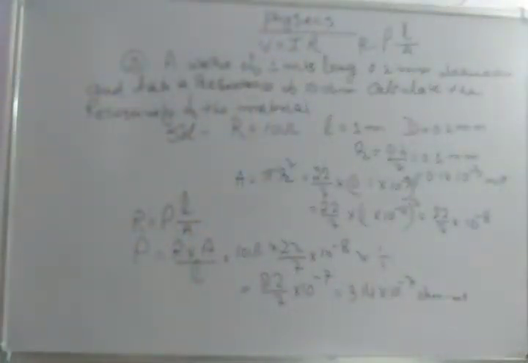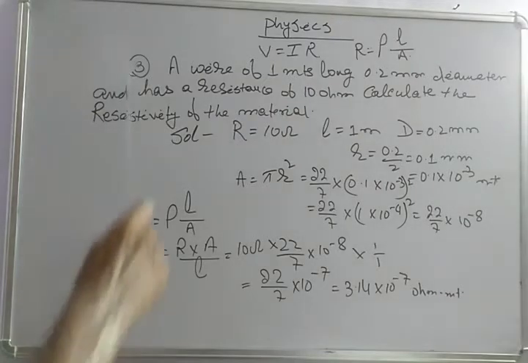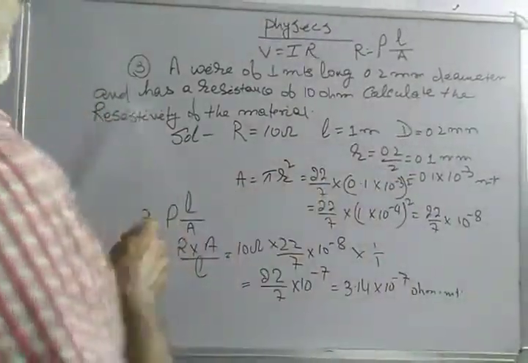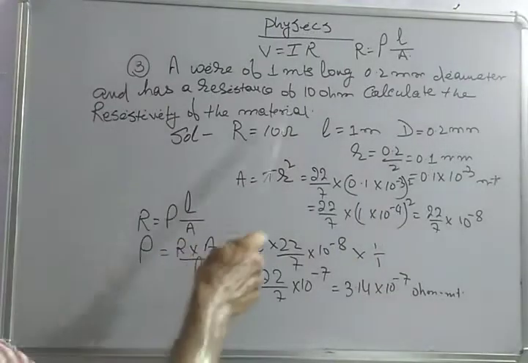Ohm meter. So this is the answer. The next one, that is the fourth problem. All of you go through the problem, and again I am repeating it: a wire of 1 meter long, 0.2 millimeter diameter, has a resistance of 10 ohm. Calculate the resistivity of the material.